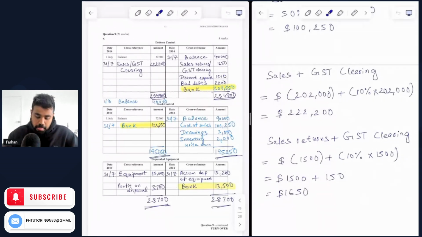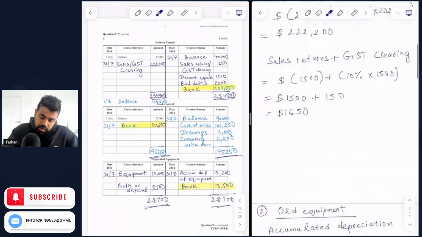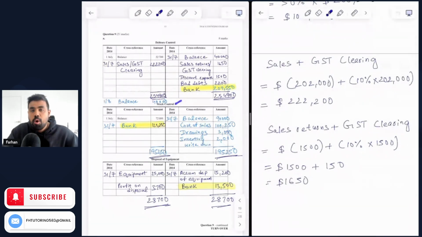Right? So once that is done, let's move forward to the inventory ledger account. All right. So stock control, which is now what we call inventory. So obviously this is an asset, and all assets by default are debited within the ledger account. So opening balance should be on the debit side, and the closing balance should be on the credit side.